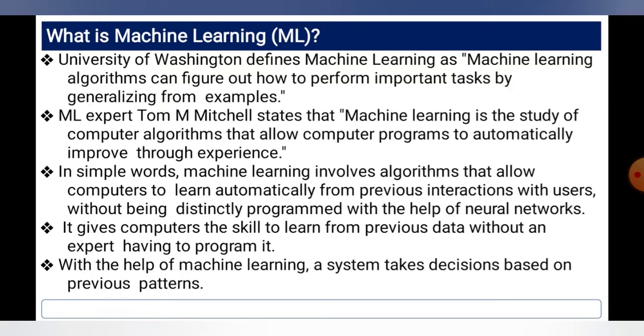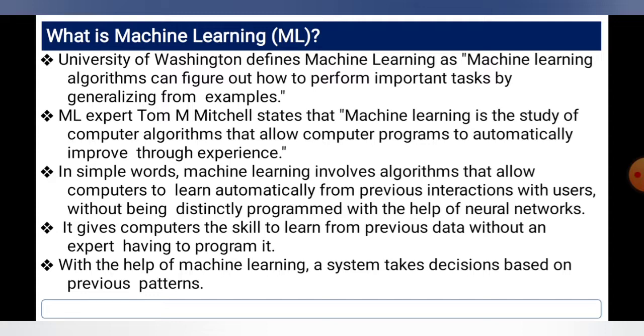Now, what is machine learning? The University of Washington defined machine learning as: machine learning algorithms can figure out how to perform important tasks by generalizing from examples. ML is the abbreviation of machine learning. ML expert Tom M. Mitchell says that machine learning is the study of computer algorithms that allow computer programs to automatically improve through experience.